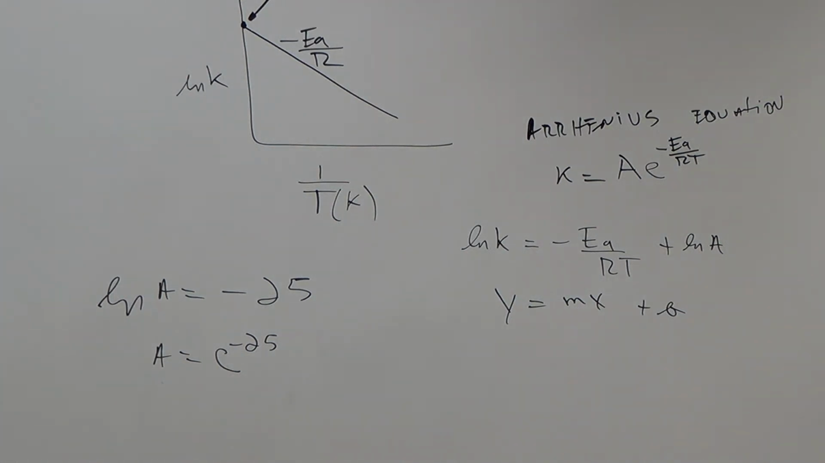What would I do? I will plot the ln of K versus 1 over T. And the slope of this line will be equal to what? The slope, or M, is equal to what? Negative Ea over R. Minus Ea over R.